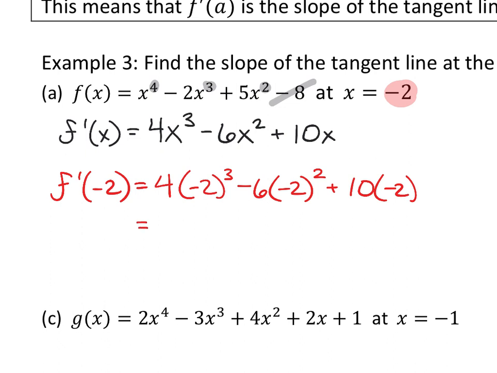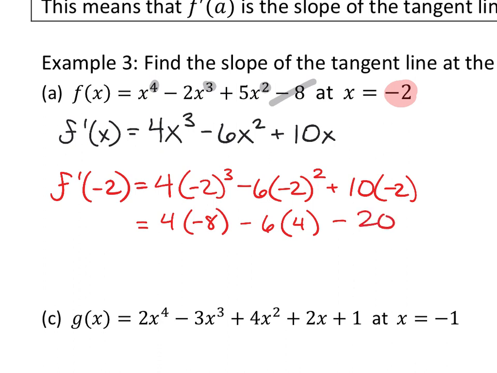Negative 2 cubed is negative 2 times negative 2 times negative 2. That's negative 8. 2 times 2 times 2 is 8. Negative times positive, negative times negative is negative. The second term, negative 2 squared, is positive 4. And then 10 times negative 2 is negative 20.